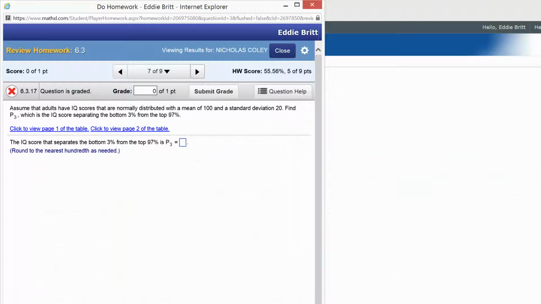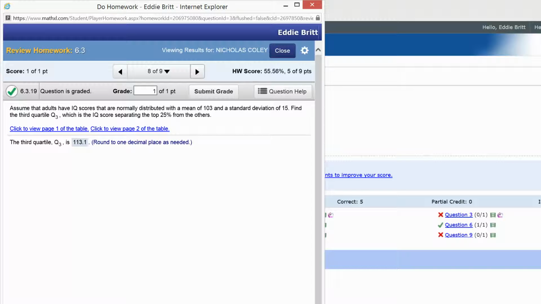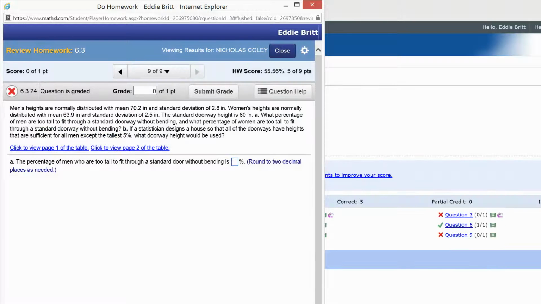The next problem, number 8, you got that one right. Number 9. Men's heights are normally distributed with a mean of 70.2 inches and a standard deviation of 2.8 inches. Women's heights are normally distributed with a mean of 63.9 inches and a standard deviation of 2.5 inches. The standard doorway height is 80 inches. What percentage of men are too tall to fit through a standard doorway without bending, and what percentage of women are too tall to fit through a standard doorway without bending?